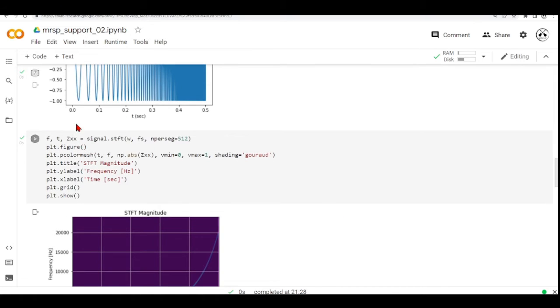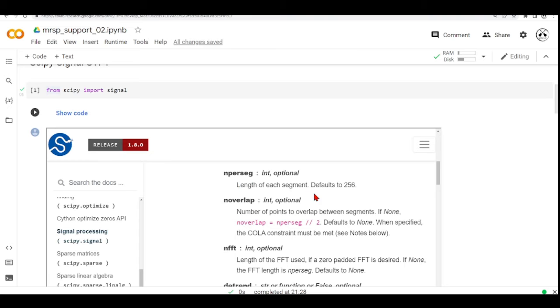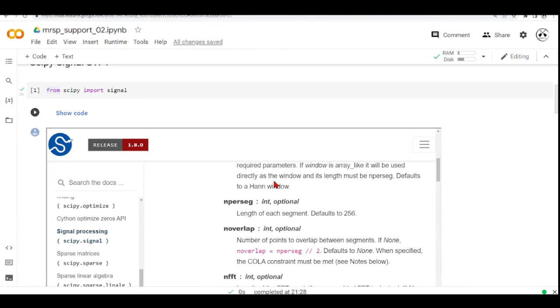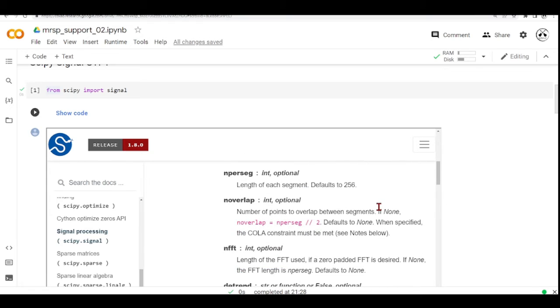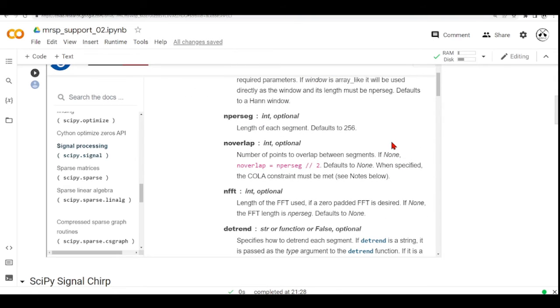And here finally, we are using our signal STFT function, and we see that we are not defining all the parameters. A lot of the parameters are the default parameters. Here we are passing our signal, the sampling rate, and the nperseg. If you go back here, that is the length of each segment. The rest are all default values. For example, the overlap in this case is nperseg divided by 2, so this will have an overlap of 50%.